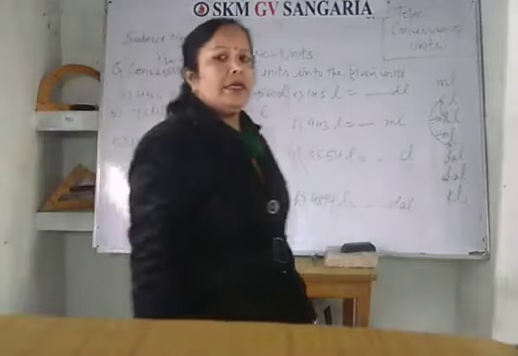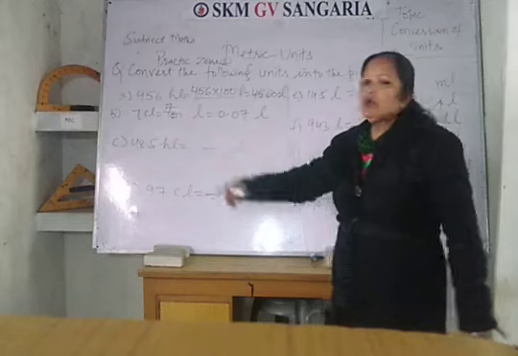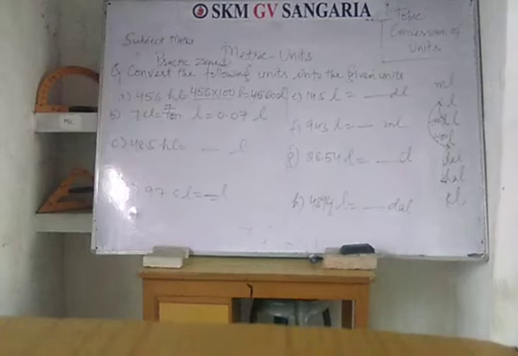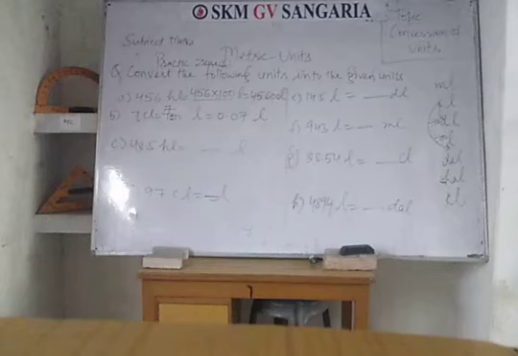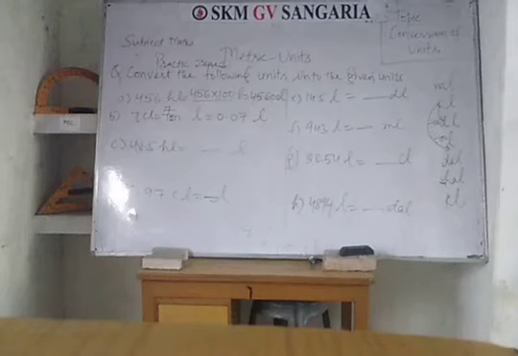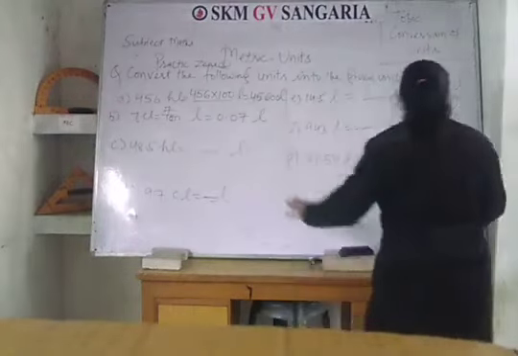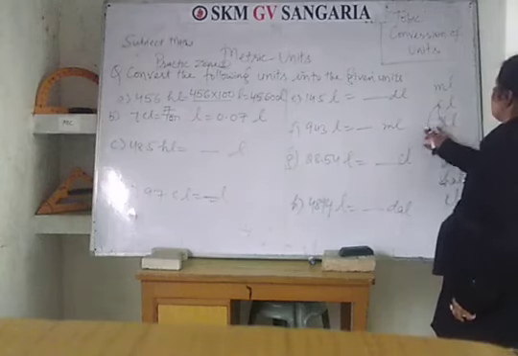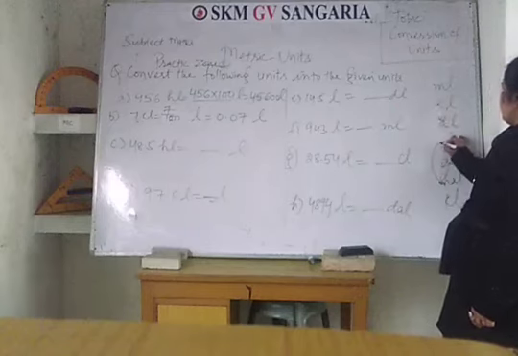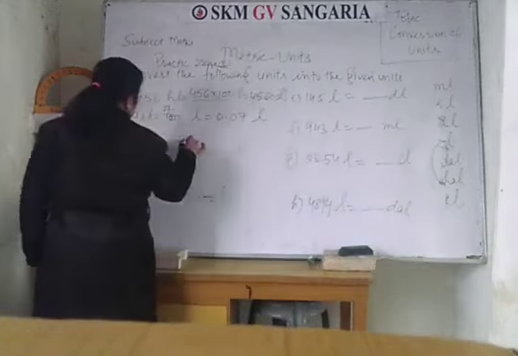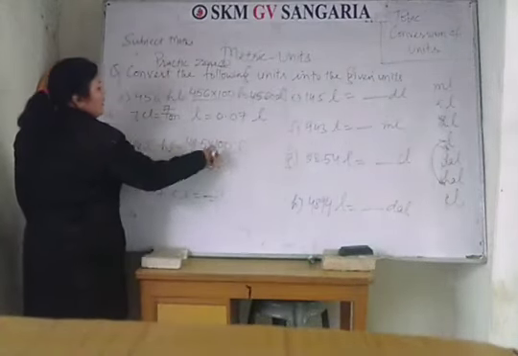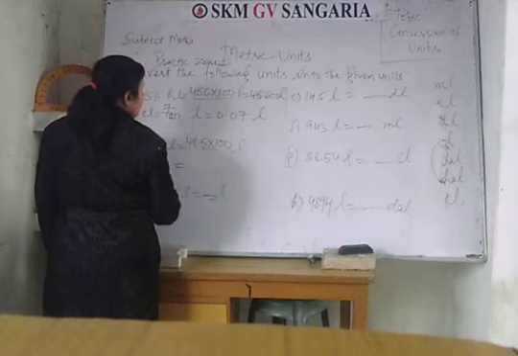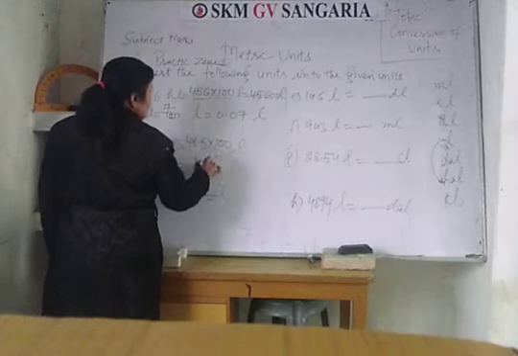Then hectoliter is to be converted into liters. Hectoliter is greater and liter is a smaller unit. When a bigger unit is converted into a smaller unit, we multiply. When hectoliter is converted into liters, we multiply by 100. So 48.5 will be multiplied by 100 and the unit will be converted into liters, and it will become 4,850 liters.